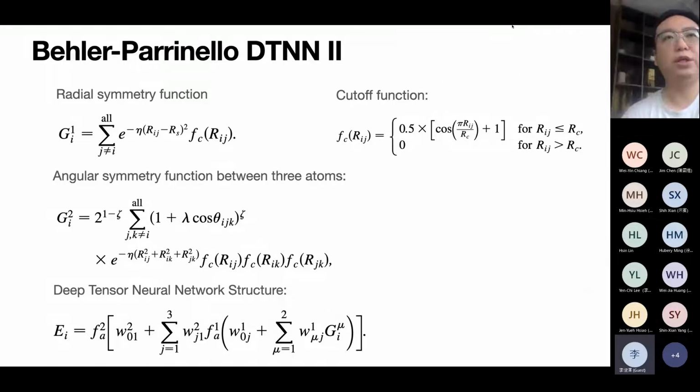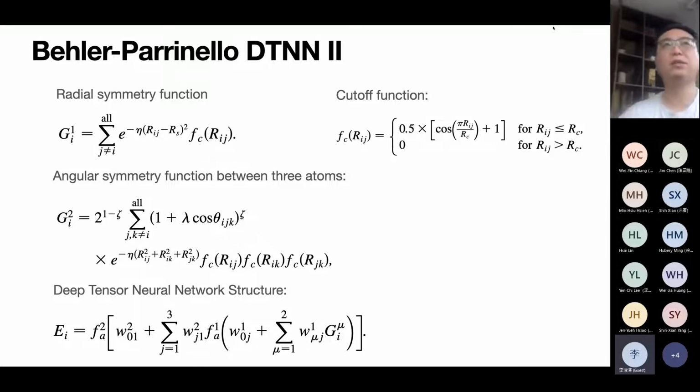So what's G1, G2? The symmetry invariant functions that they use in these papers have two components. G1 is the interatomic radially symmetric function, which is basically some Gaussian functions times some cutoff distance. So G1_i is the sum over all pairs that are next to the atom i, scaled as a Gaussian times some cutoff distance. The cutoff distance RC defines a neighborhood or a cluster around the atom i, around which you construct this G1.